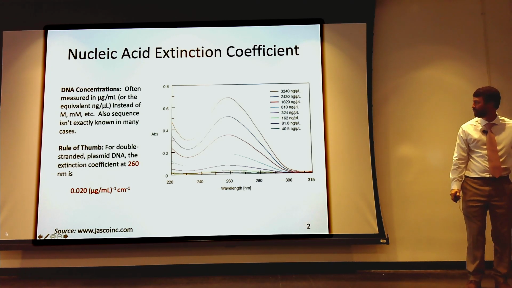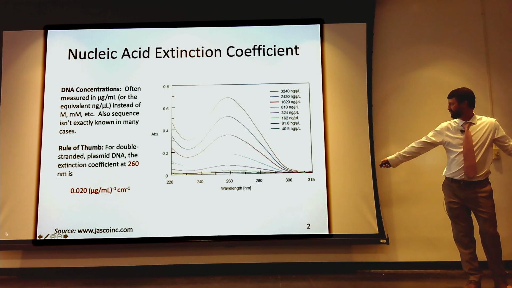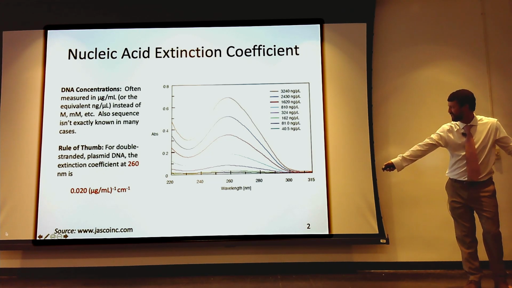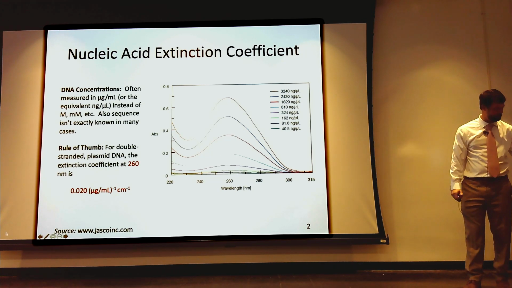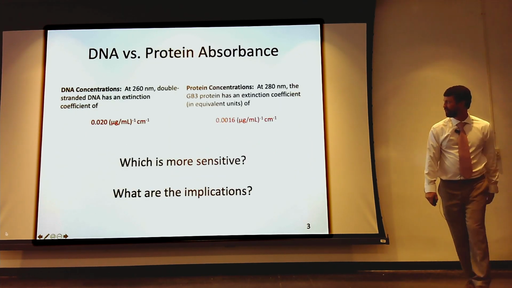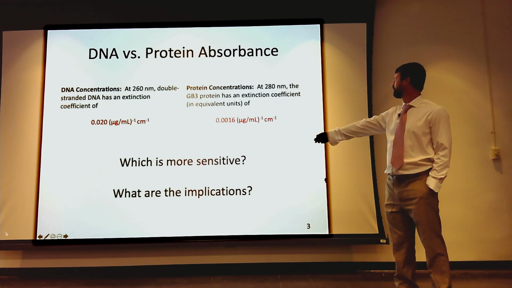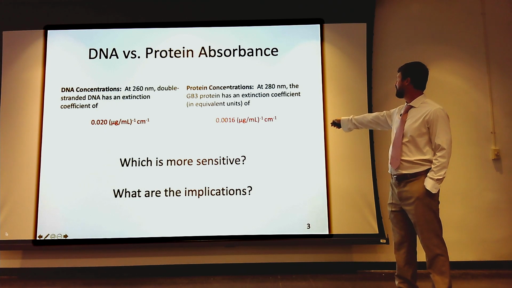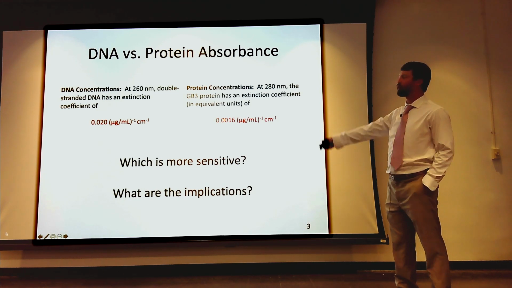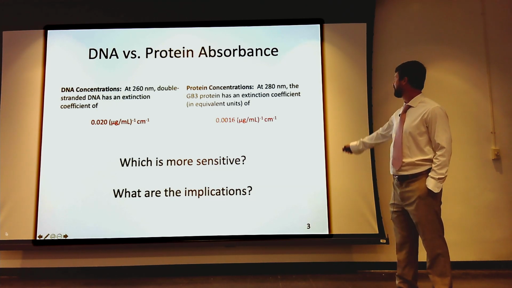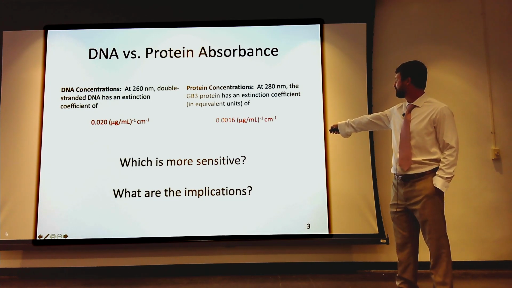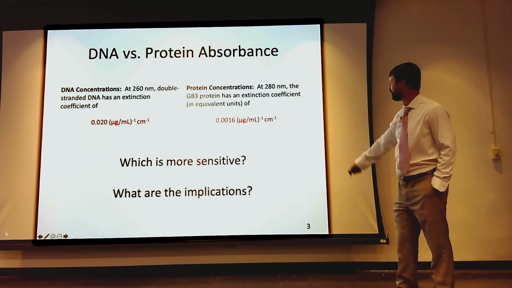Those are what matter. Okay, so we can do these scans and we can add more DNA and we can watch the concentration go up. DNA is a double strand. We said 260. Protein, 280. So GB3 is a protein they work on in the Fitzke laboratory. There's an extinction coefficient of 0.0016 micrograms per mil.